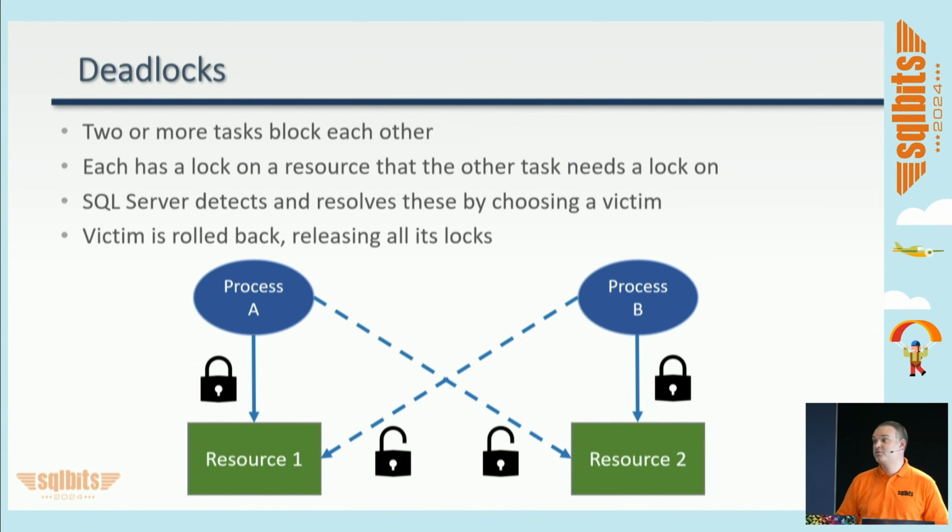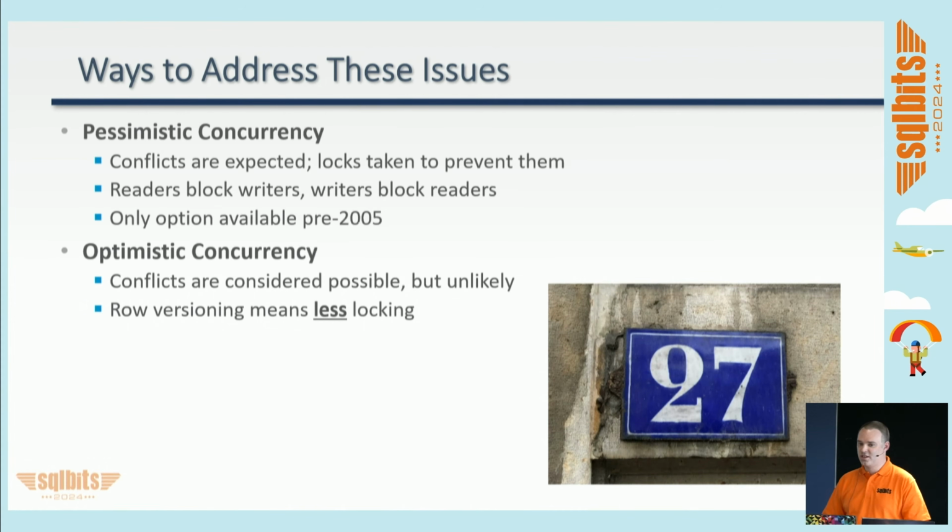Now, there's a bunch of different ways to address these issues. The two big families here are pessimistic and optimistic concurrency. If we're being pessimistic, then we're expecting conflicts to occur, and we're going to use locks to try to prevent those conflicts. So this is where you get the classic idea of readers blocking writers and writers blocking readers. If you're using SQL Server before SQL 2005, pessimistic concurrency was your only option. I hope nobody here is still using SQL Server from before 2005.